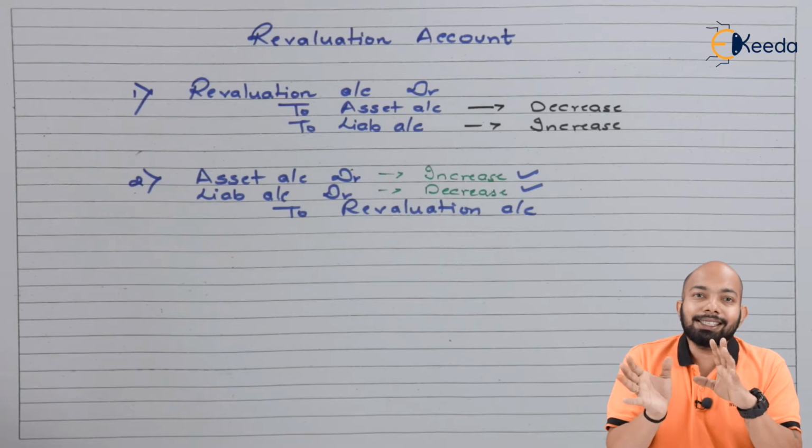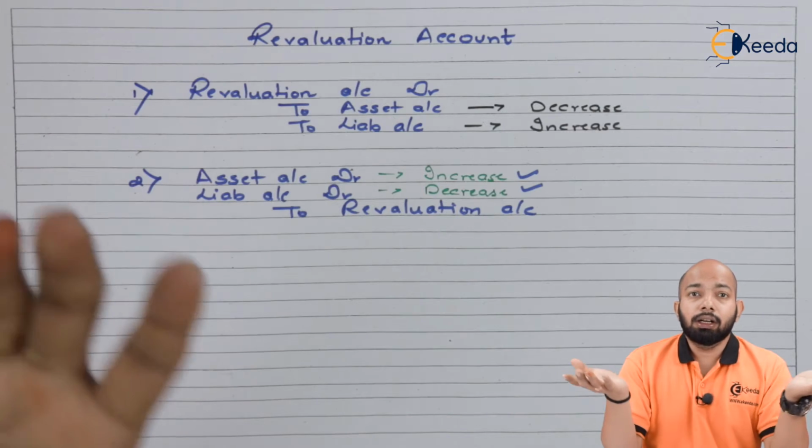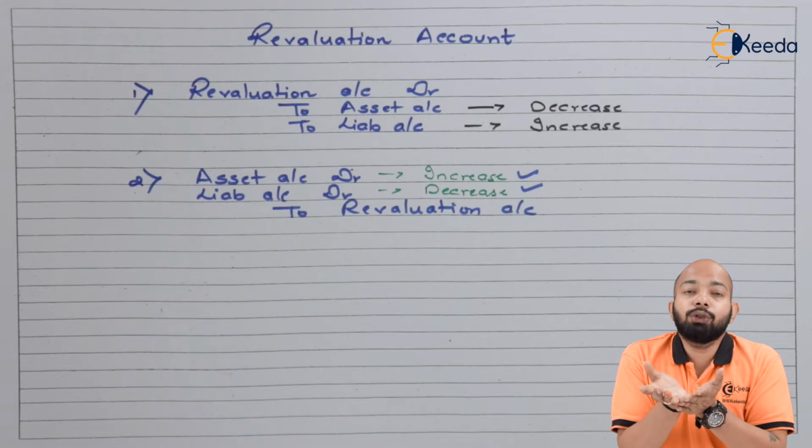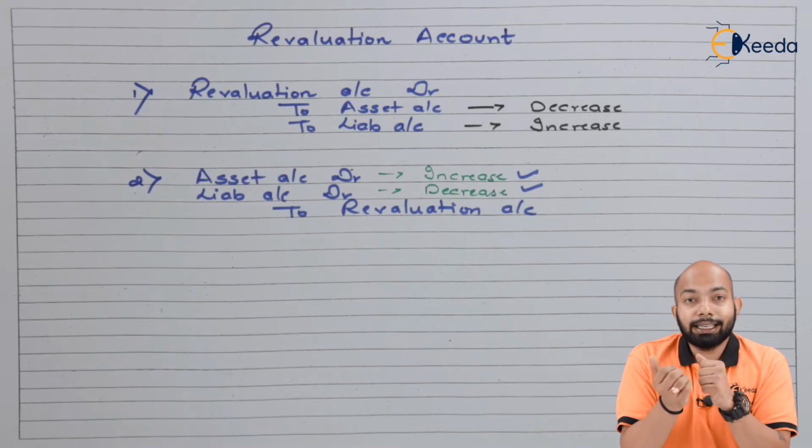Now once this is done, there will be a certain difference. Either the debit side will be higher or the credit side will be higher. Now the difference is something that you have to figure out what needs to be done. That will be done in the next journal entry. Let's figure that out now.